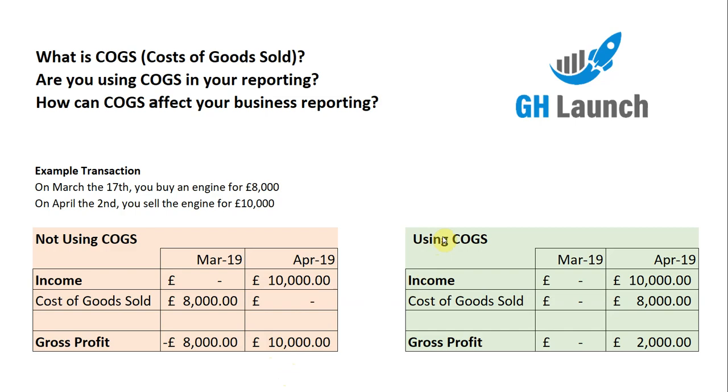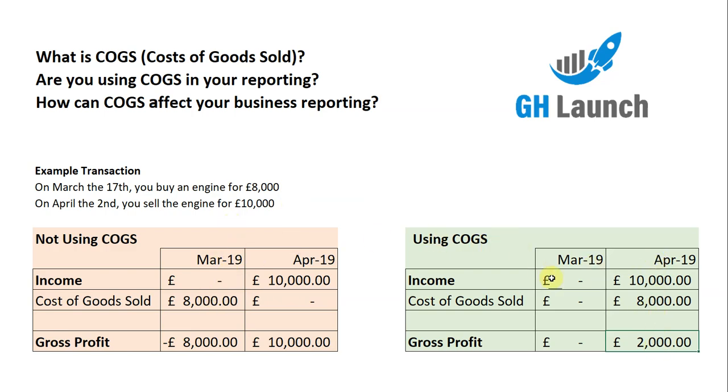Now, if you are using the COGS method, or your accountancy system or management system is capable of considering that purchase as stock until you sell the item, this is what your profit and loss would actually look like. So even though we purchased the item in March, it isn't actually considered a cost because we haven't sold it in March. Like I said, going back, we've just swapped cash for product. So in April, we sell the engine for £10,000. There is a cost associated with the engine of £8,000. Therefore, the profit is £2,000 in April, which is exactly correct.